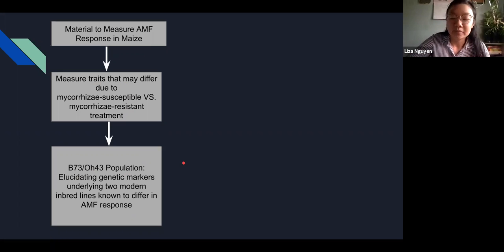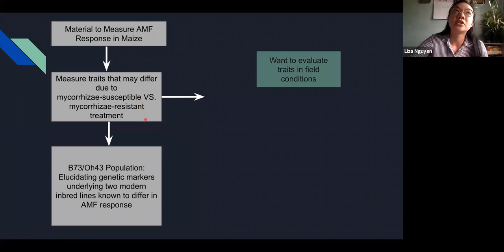But before I jump into that, I really want to emphasize that when I measure traits between a mycorrhizal treatment, I really wanted to be able to measure these traits in field conditions. So there's a lot of incentives for conducting field trials. In the greenhouse, it can be really difficult to grow a large enough sample size to detect some significant signal, whereas in the field, it's pretty easy to grow hundreds, if not thousands of plants.